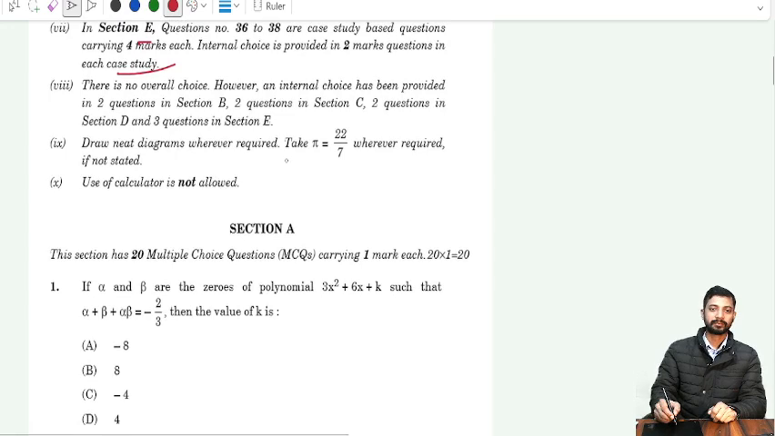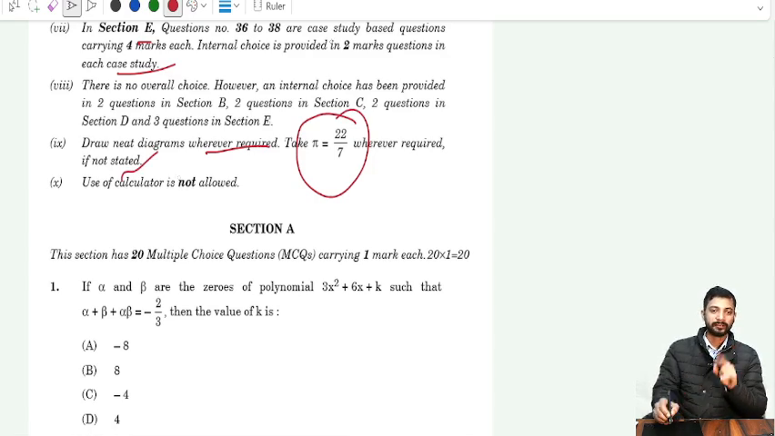Here it is given that wherever required, take pi as 22/7 if not stated. जब तक कहा नहीं जाए पाई की वैल्यू 22/7 ही लेना है. In the exam you will not use a calculator, so while practicing the previous questions, do not use a calculator.